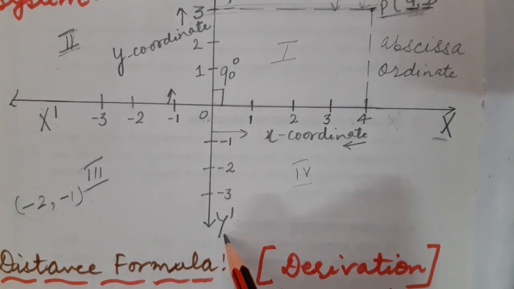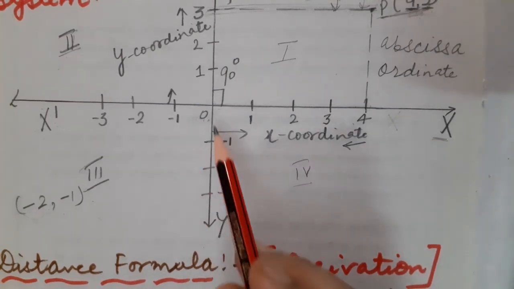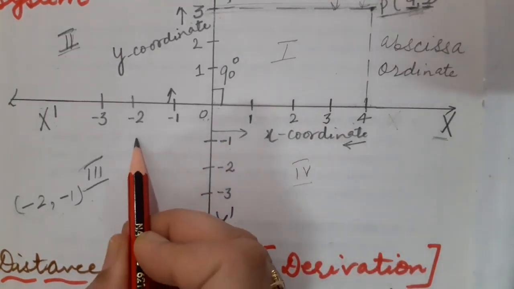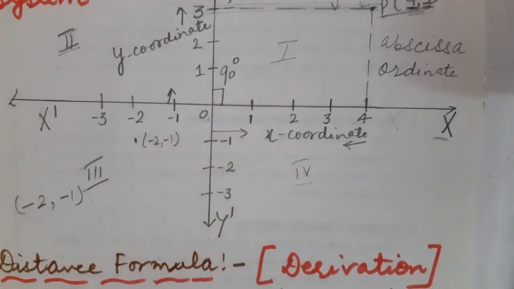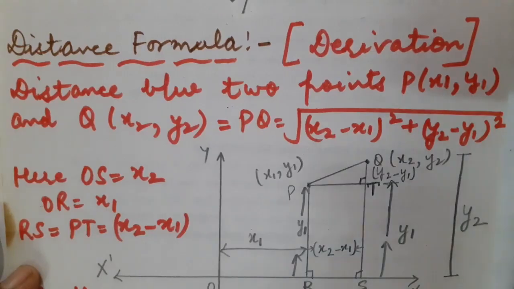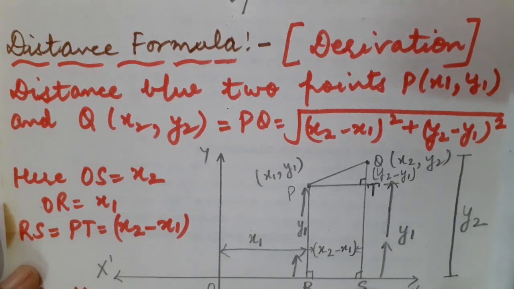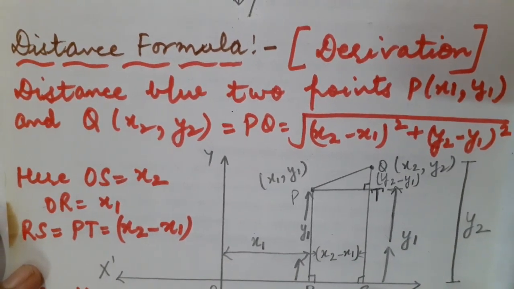Definitely you will have to go for the below part of the y-axis. Fine. So you are going to plot -2, -1 here in quadrant number 3. In the same manner, you can plot as many coordinates as you want. Now children, this was all about the review of the concepts related to coordinate geometry.